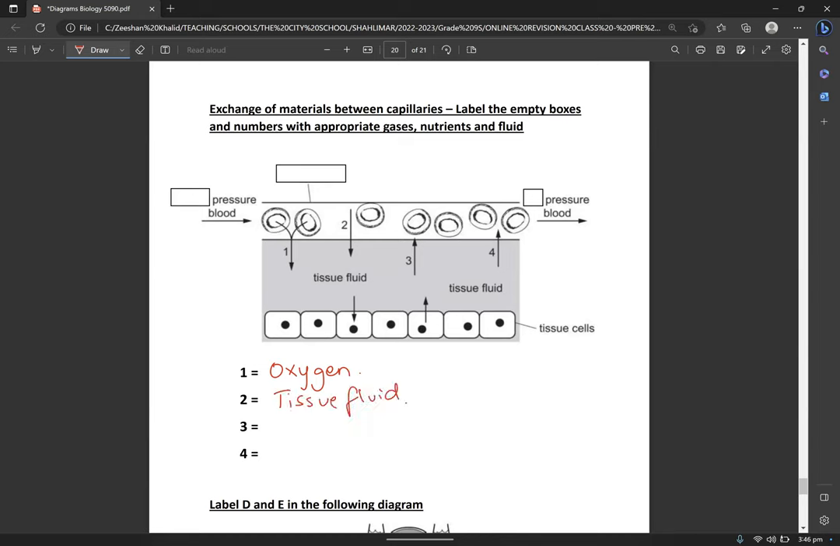Three is none other than, so the thing that returns back to the red blood cell is carbon dioxide from the cells. And number four is water. यहाँ पे high blood pressure है, ये capillary है, और यहाँ पे जो venule end है वहां पे low blood pressure है. ठीक है जी.